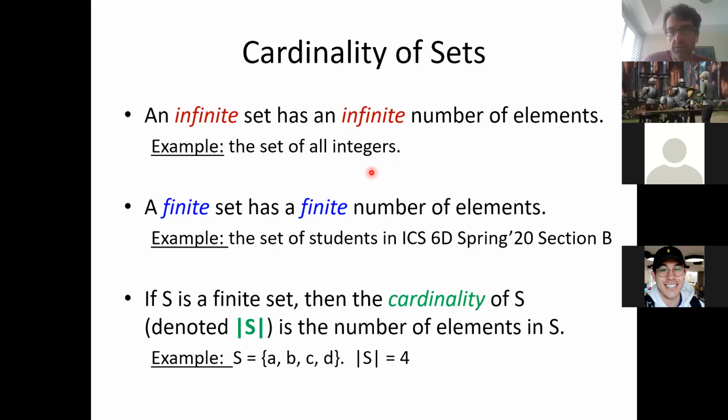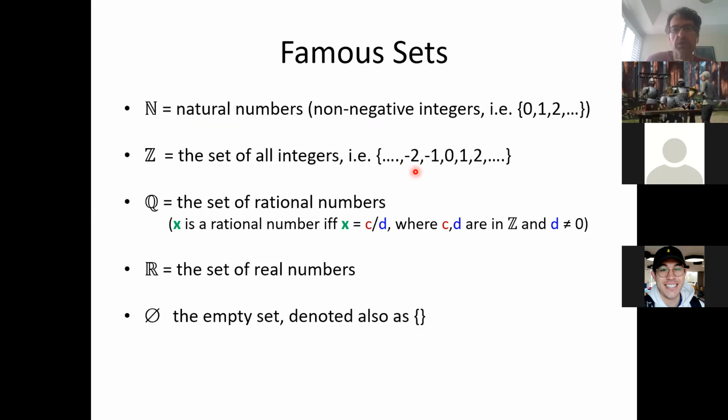And a set of natural numbers is also an infinite set. So here are some famous sets. Natural numbers, non-negative integers: 0, 1, 2, and so on. Like counting numbers, but with 0 included. Z is a special symbol, like an N with an added stroke on the side. Z is the set of all integers.